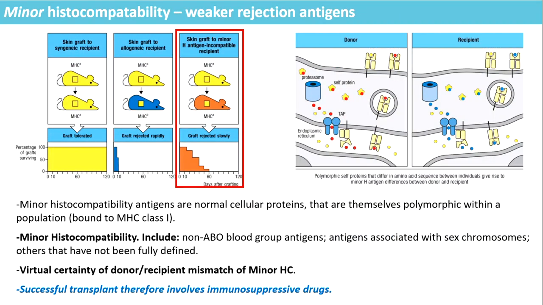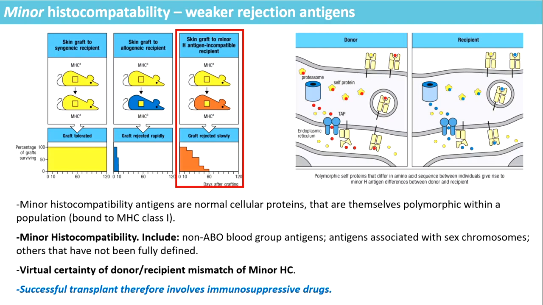And then looking at the minor histocompatibility, so we talked about that, and this is the same sort of diagram. Essentially here we have a skin graft between two individuals who have the same major histocompatibility, so they're identical for the major histocompatibility, but we still get this slow rejection, and this is due to the minor histocompatibility proteins.